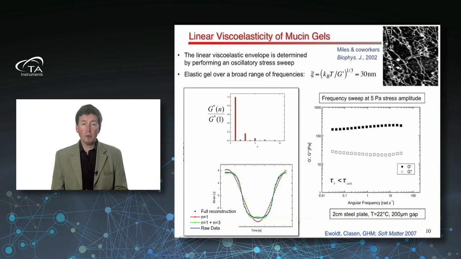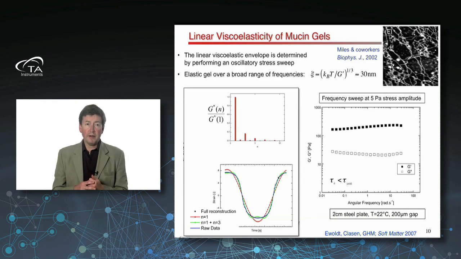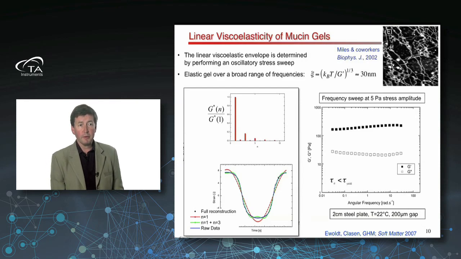Before I go on, one thing I will point out is that in all of these cases, we're typically using roughened plates. So these are roughened plates with a small gap, typically about a 0.2 millimeter gap. That's very important in these kinds of materials to ensure that you don't get slip at the wall. So I'm not going to say anything more about that, but we've always ensured that we are not getting slip when we do these measurements.